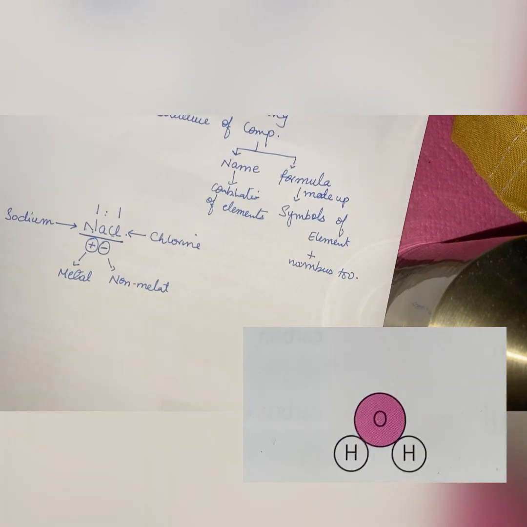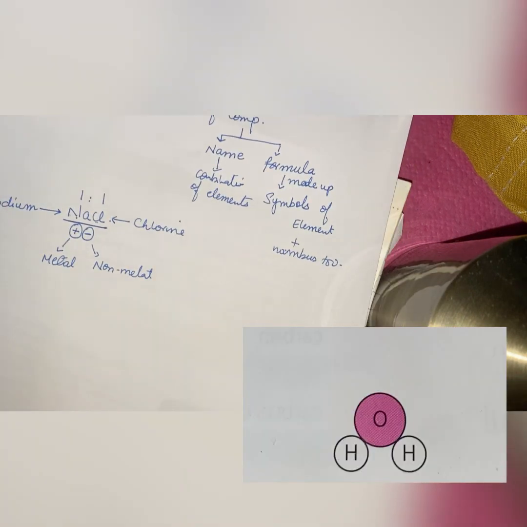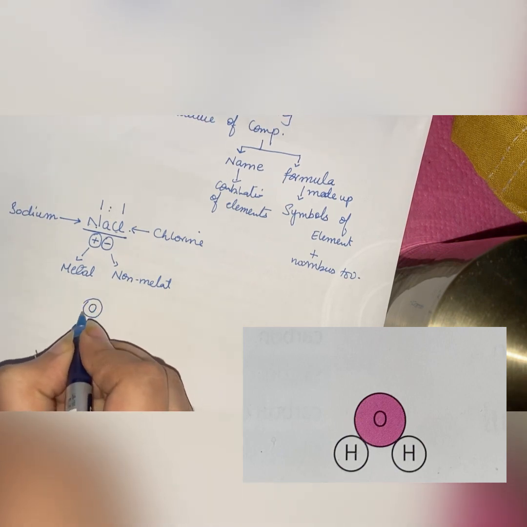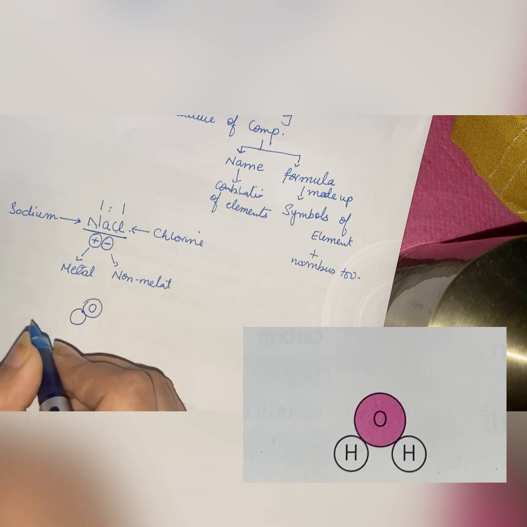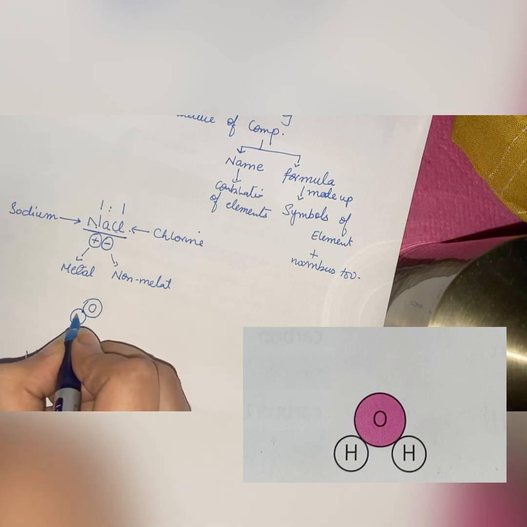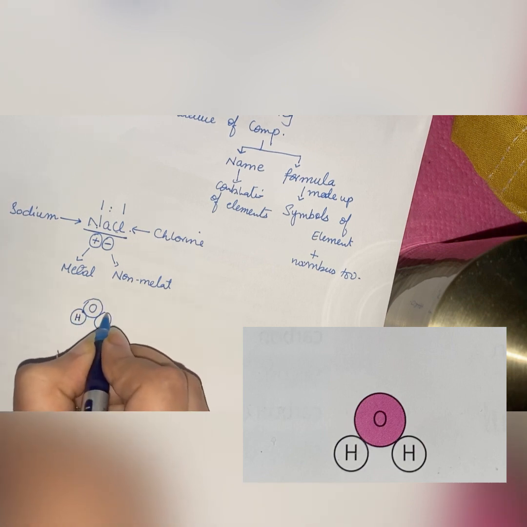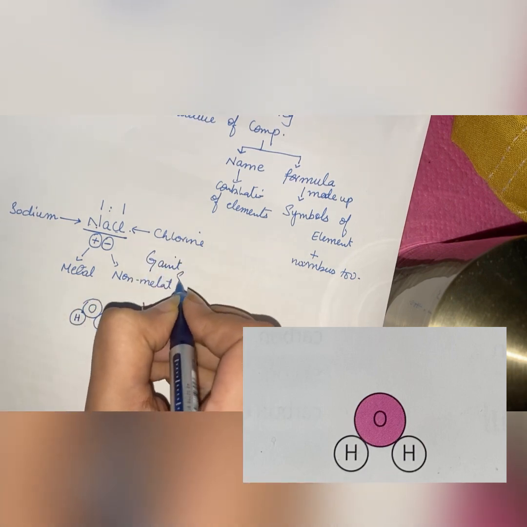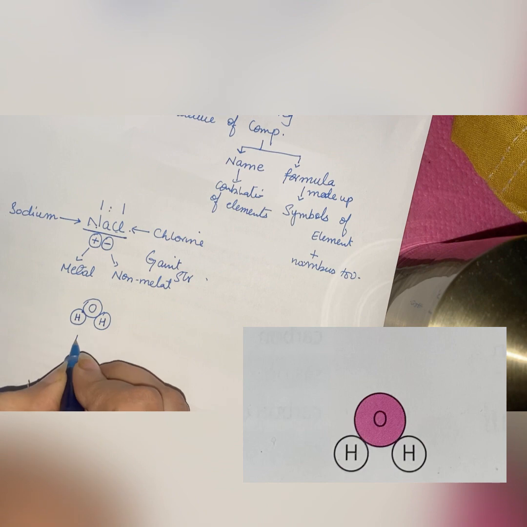Now in the diagram, you can see the other structure, which is the structure of a water molecule. This is basically a molecular compound. Water is a molecular compound. Sodium chloride is a giant structure, but water is a molecular compound.